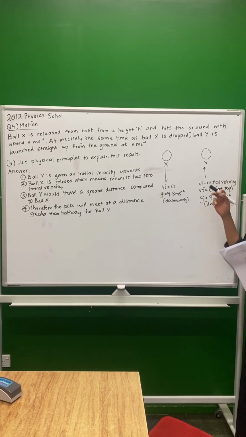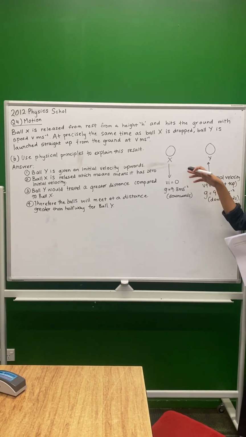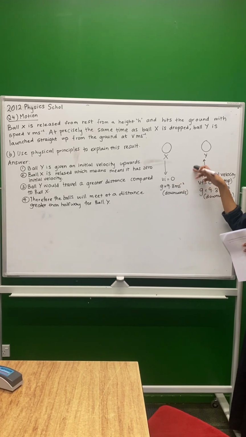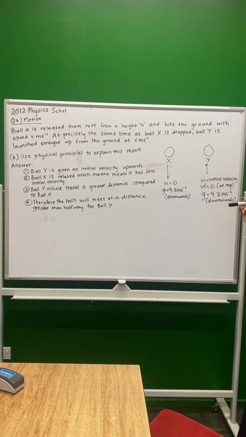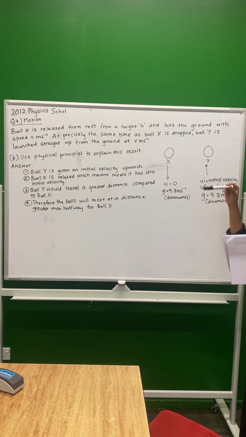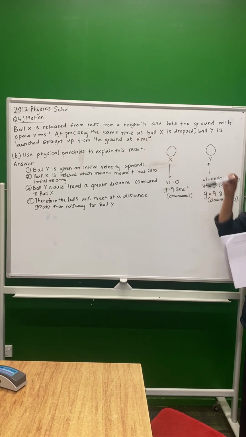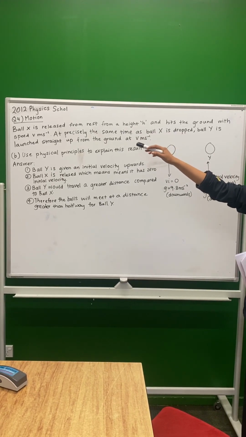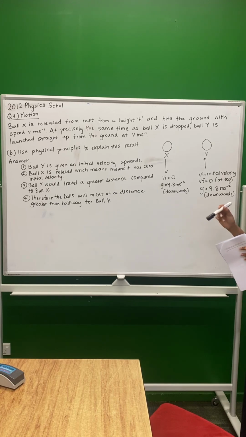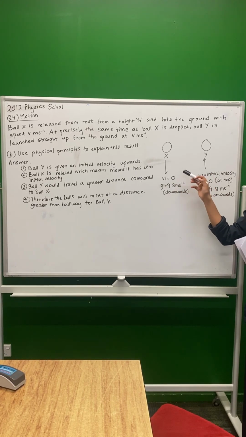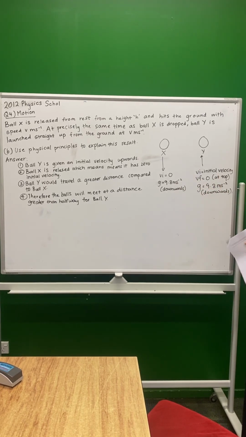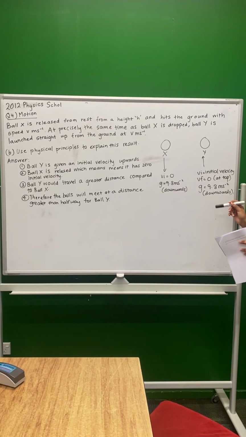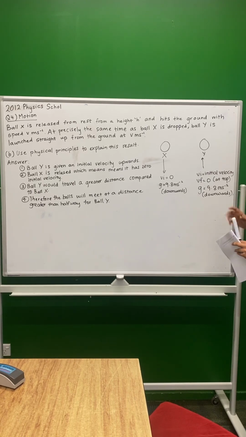So this means that within the same time ball X is going down, ball Y would be coming up. If we're going to analyze the question, ball X is released from rest from a height h. The fact that it is released from rest means the initial velocity of ball X is going to be 0, and g is going to be 9.8 ms^-2 downwards.